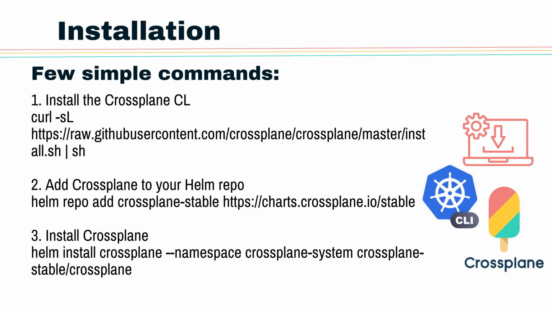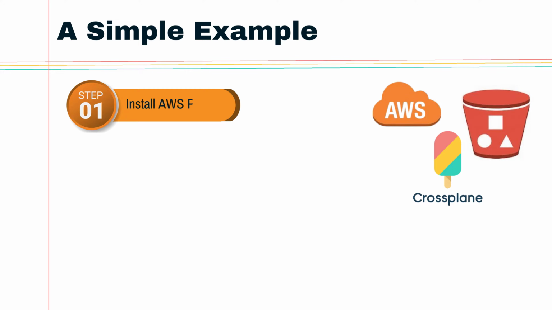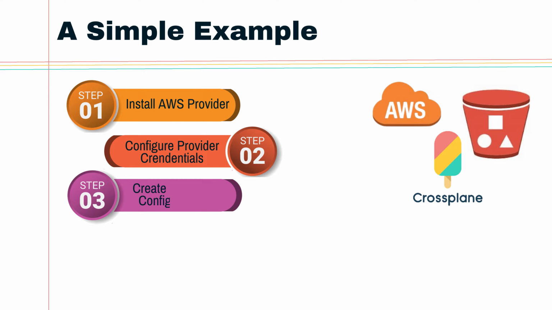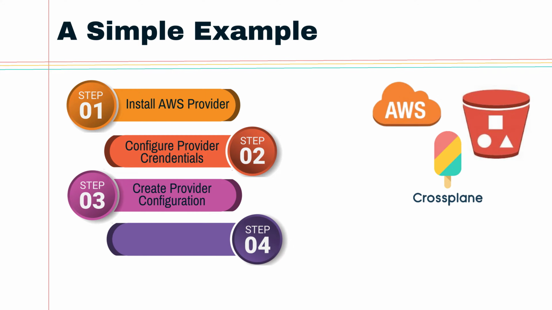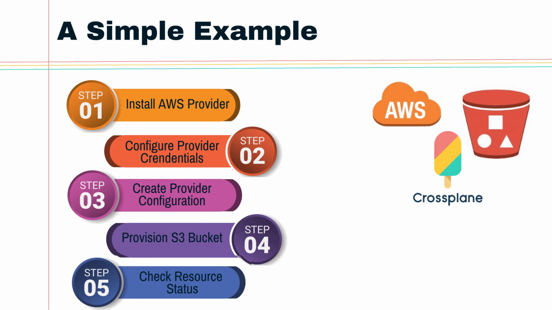Let's take a look at a simple example that we're going to use for our demo at the end of this video. We're going to provision an S3 bucket on AWS using Crossplane. First thing we need to do is install the AWS provider. Then we're going to need to configure the provider credentials, followed by creating provider configuration, which will provision the S3 bucket, and then we can check the resource status.